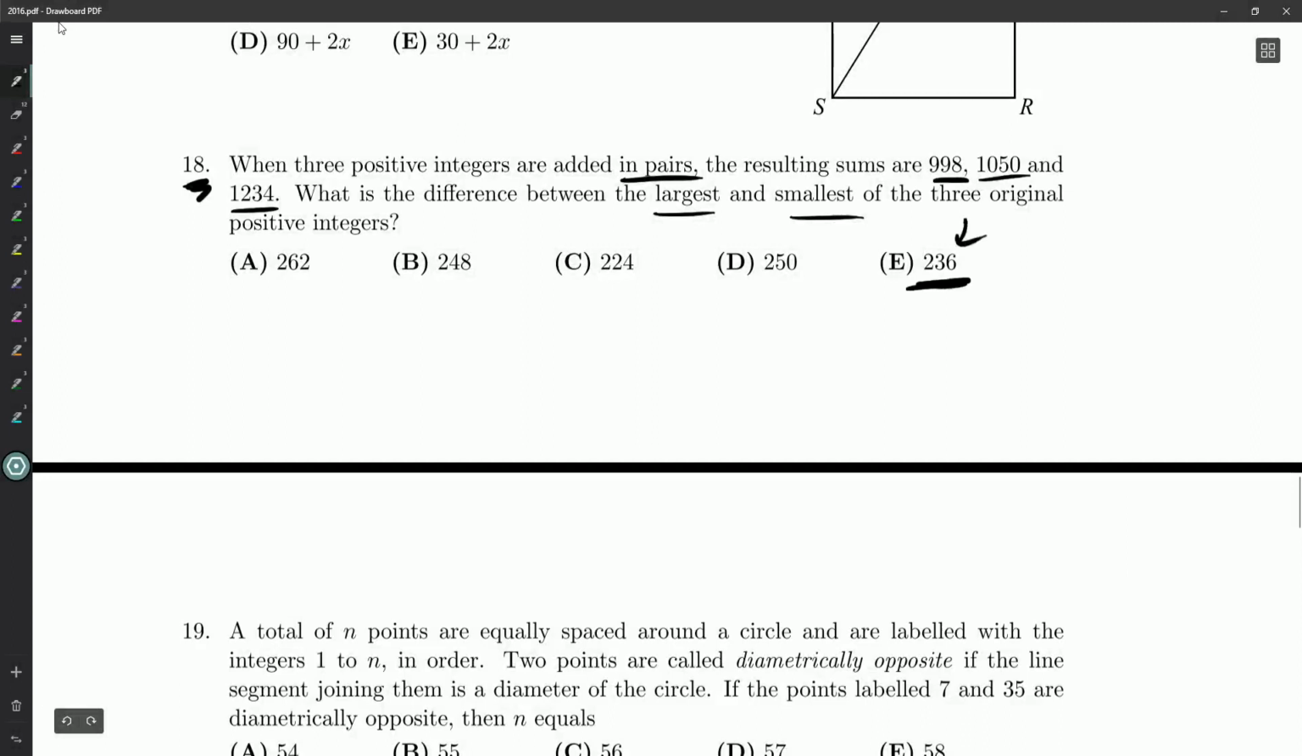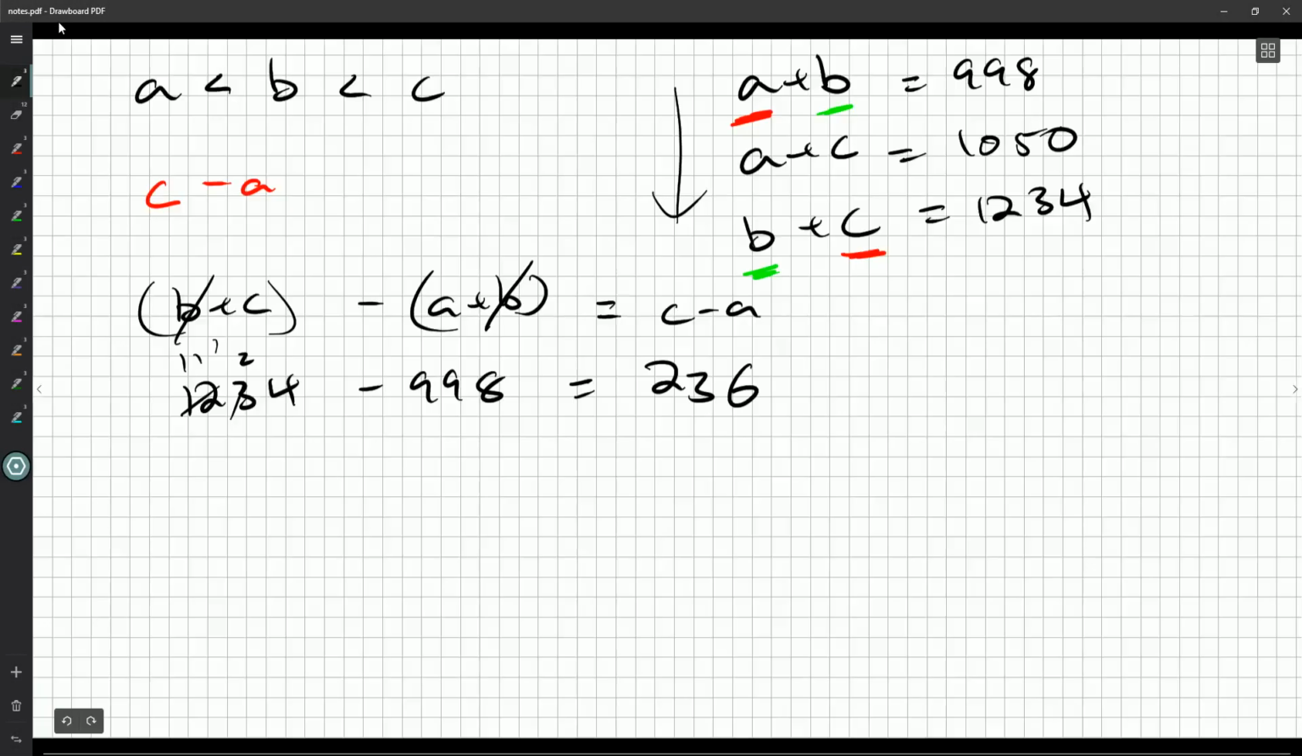If you realize this, you could have just said, what's the difference between 998 and 1234? It's got to end in a 6. Only one answer ends in a 6, and that's E. So we are able to do it without figuring out A, B, and C. But because there are similar questions that you might see on another contest, let's actually take the time to work out A, B, and C.